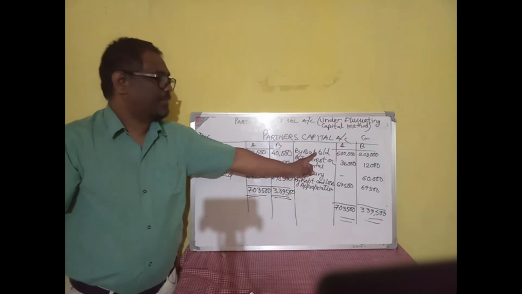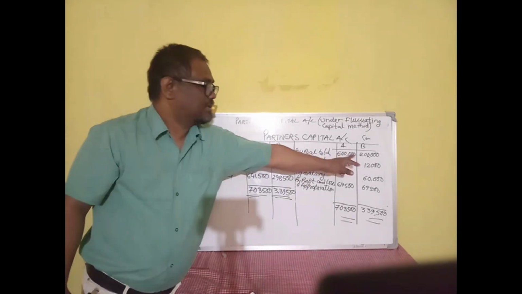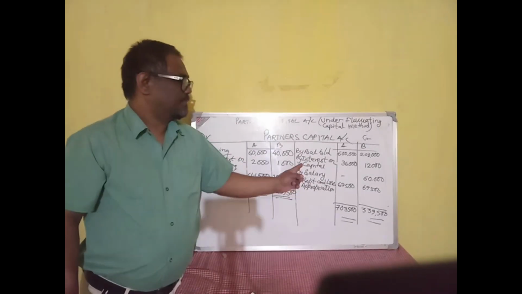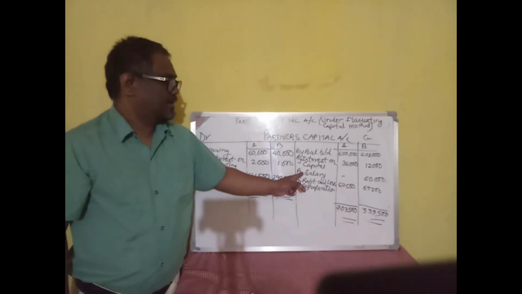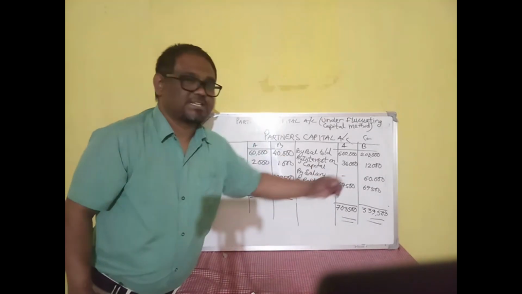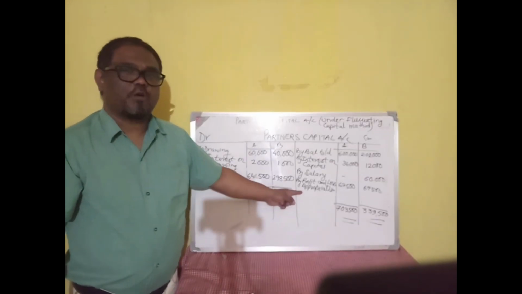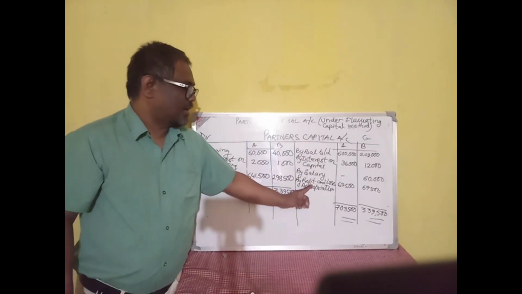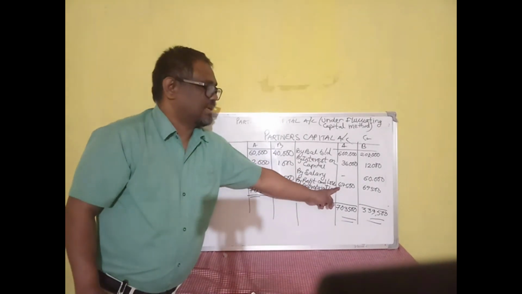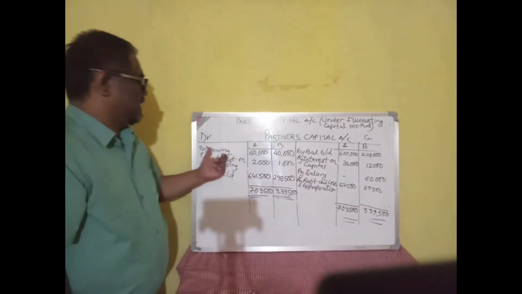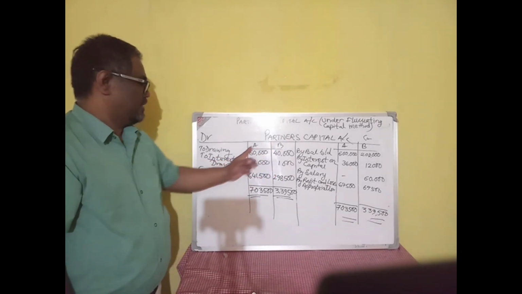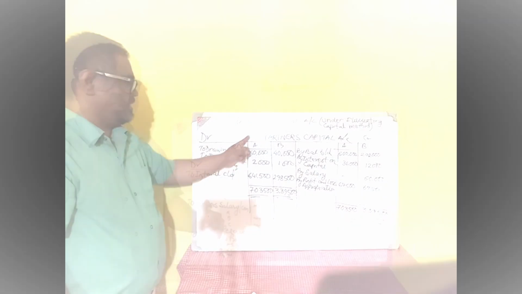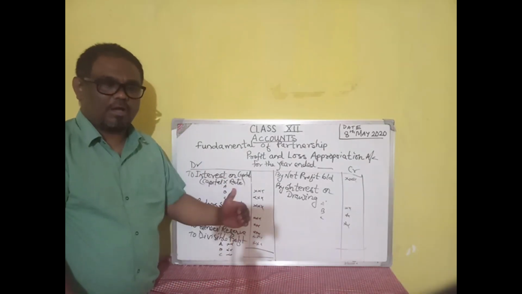So first of all, capital of A is 6 lakhs and B 2 lakhs. Interest on capital 36,000 for A and B is 12,000. Salary of B is 60,000 and share of profit is transferred to the partners' capital account by profit and loss appropriation account, 67,500 and 67,500. Drawings are debited. A drew 60,000 and B drew 40,000. Interest on drawing is debited to the partner. We'll take a very simple question and solve it.